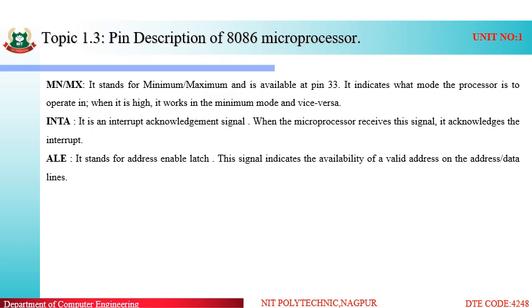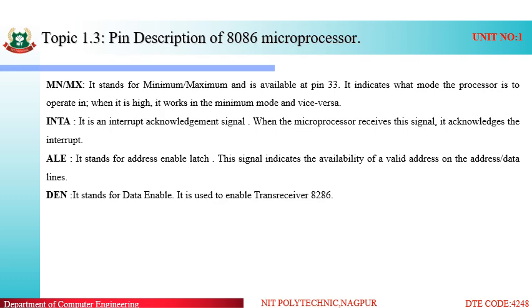So why is this address latch used? Address latch is used basically to demultiplex the address and data pins. Demultiplexing means separation of address and data pins. So this is done by ALE, address latch enable, an active high signal.